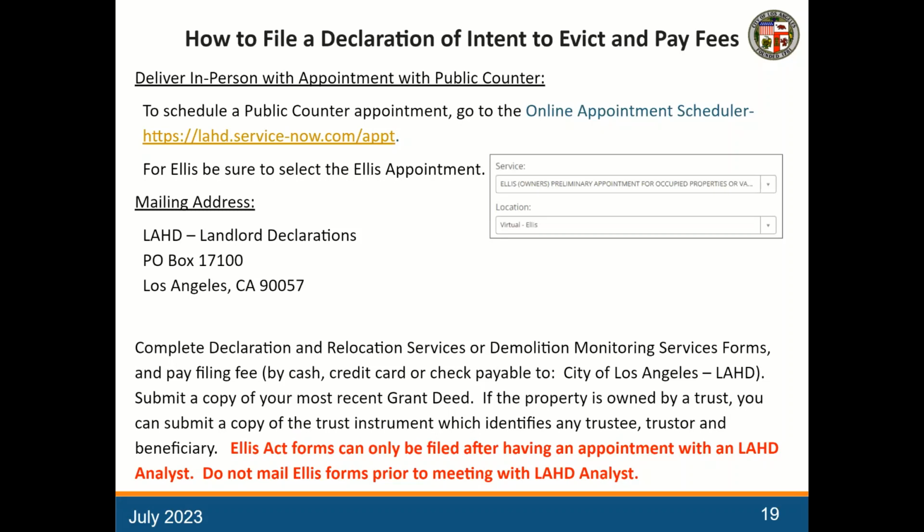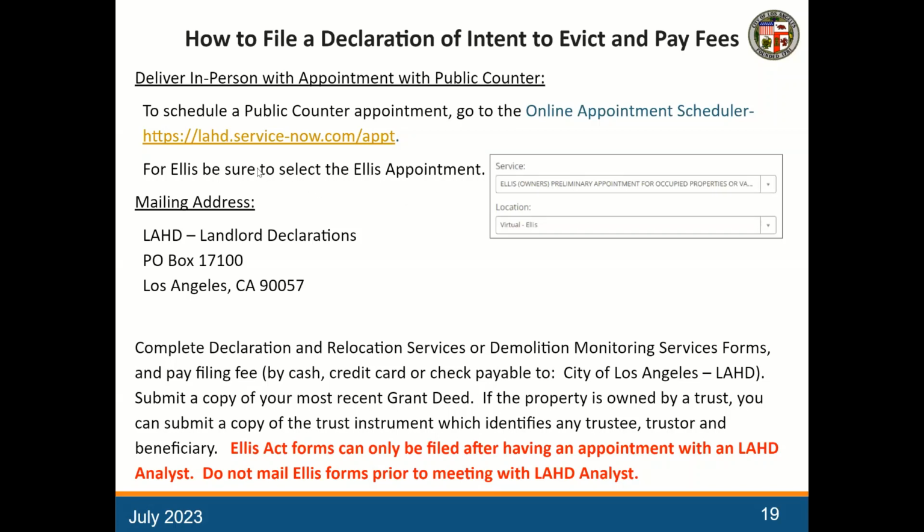The public counters are open typically Monday through Friday from 9 a.m. to 4 p.m. Some of our counters have slightly different hours, so we recommend that you check the hours before going to a public counter. If you schedule the appointment online, the system will automatically show you the hours that are available.